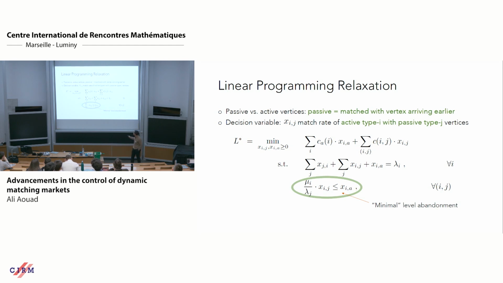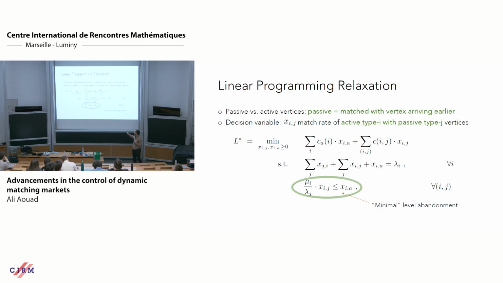So what are these constraints saying? They're saying that basically the level of abandonment of any type i will be lower bounded by the rate at which I'm able to match active type i agents with passive type j agents, up to some multiplicative factor.